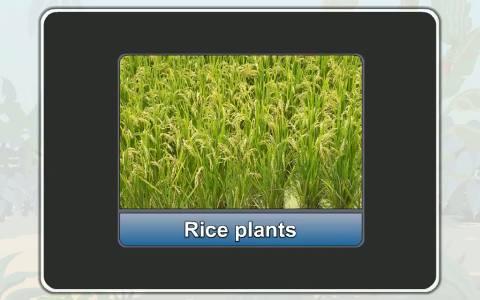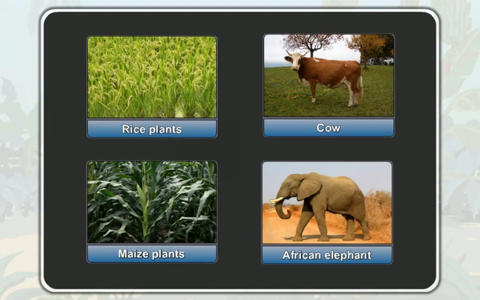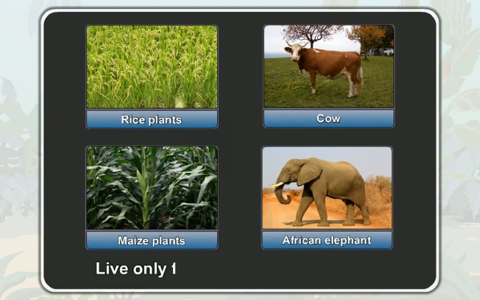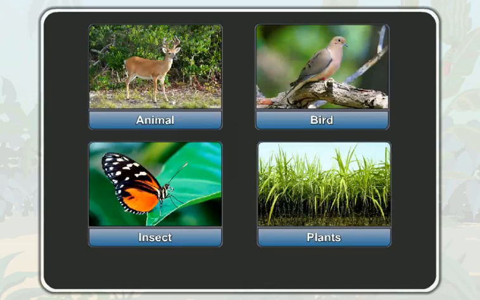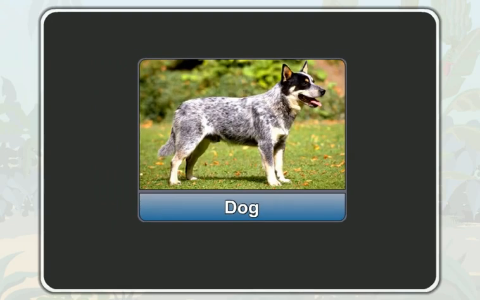These are rice plants, and these are maize plants. These plants live for a few months. Both the plants and animals live only for a certain period of time. They do not live forever. That is, all the living things have definite lifespan. This is a dog. The dog also has a definite lifespan.